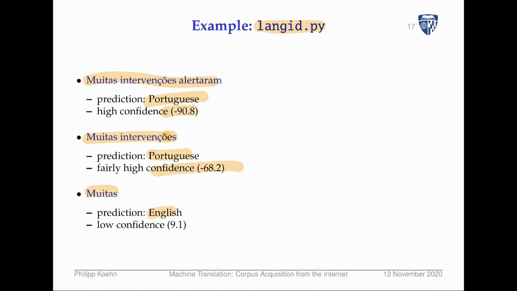So language ID works as long as the input to language ID is long enough. And that's somewhat intuitive, because if you just have a single word, it might actually be a valid word in many, many languages.